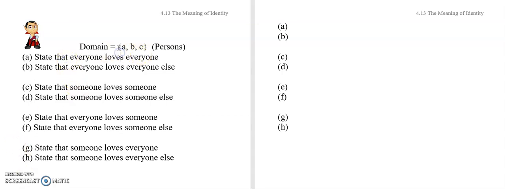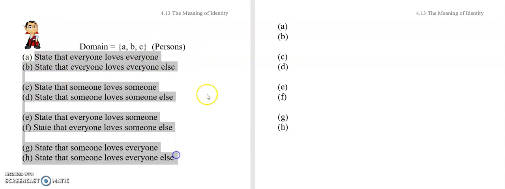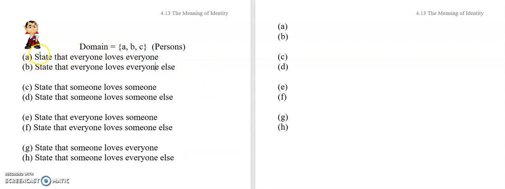So let's assume that we're thinking about a domain that's got 3 and only 3 things in it, A, B, and C, and that A, B, and C are persons. All of them are persons. And now we're going to try to translate these sentences, and in a lot of them we're going to have to use identity in order to do it. So go ahead and pause now and translate this simple sentence, that everyone loves everyone, and we'll use LXY to mean X loves Y. Pause now.